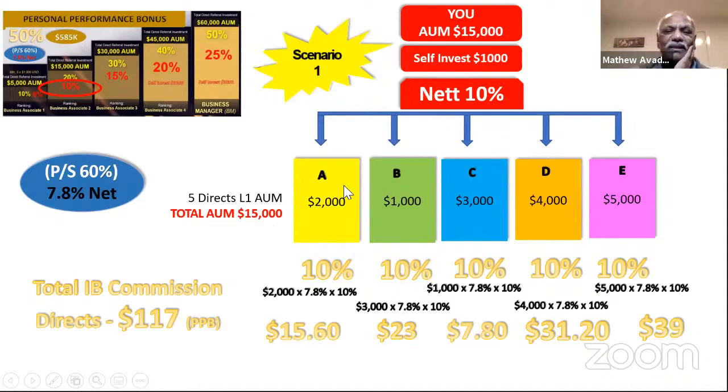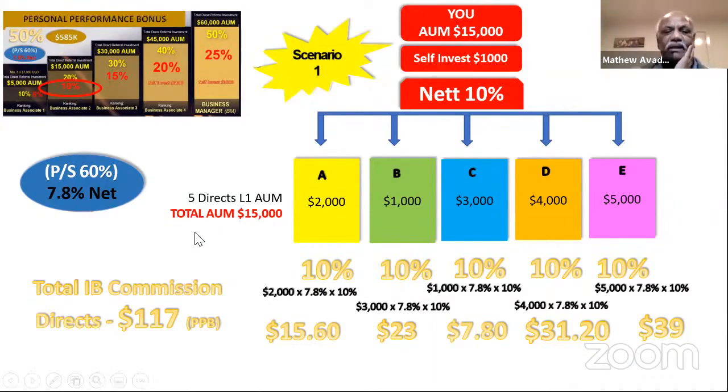I'm still threading through this myself. Scenario 1 is quite straightforward. It shows how you got your 10% based on your direct clients, and you have nobody else under you. You get 10% of each of them, calculated as $15, $23, $7.80, $31.20, $39. In total, you would have received $117 without having anybody else under you except the 5 direct investors.